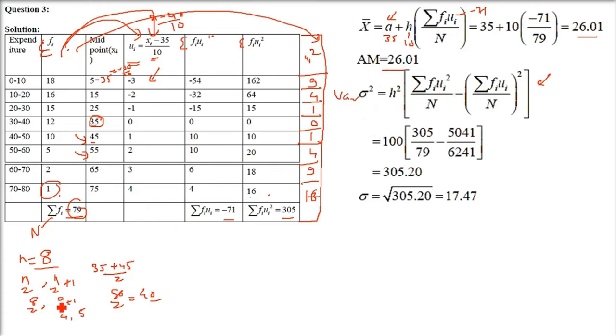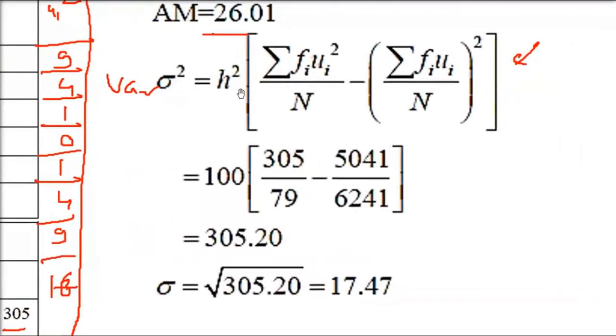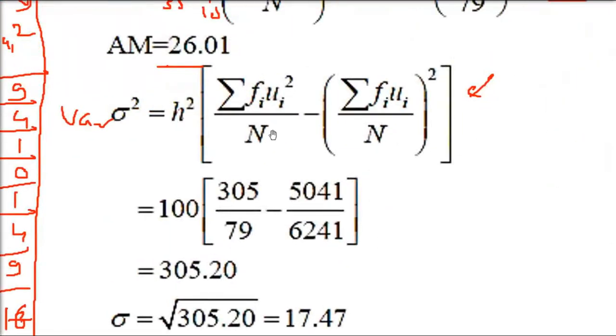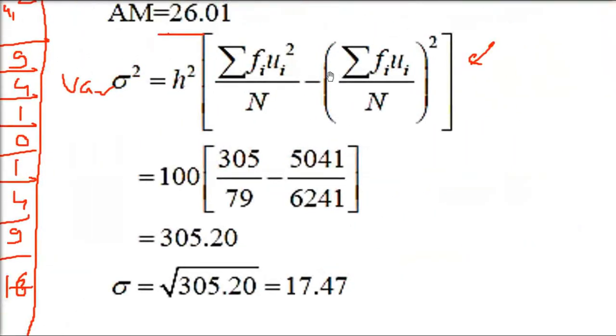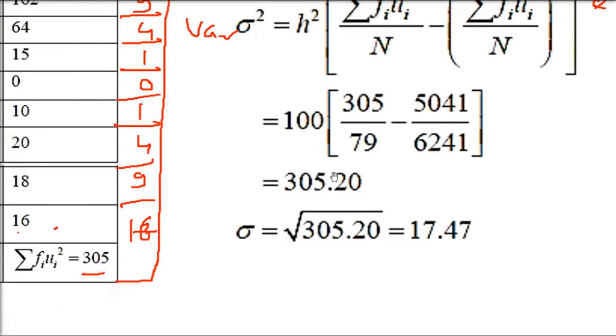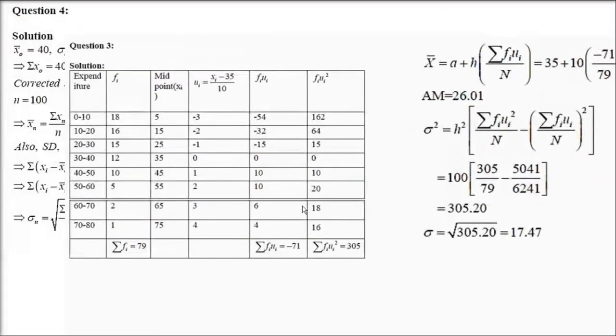And then sigma square. This formula we already know. H is known to you, so let me just say H, you are going to take 10. Sigma fi ui whole square, 305. Sigma fi ui, you have to write minus 71. And in capital N, sigma fi is 79. Put all the values and calculate according to this formula. It's going to be 305.20. This is going to be the variance. What we have to find out is the standard deviation. Standard deviation is the square root of variance. So take that square root, you'll get 17.47.